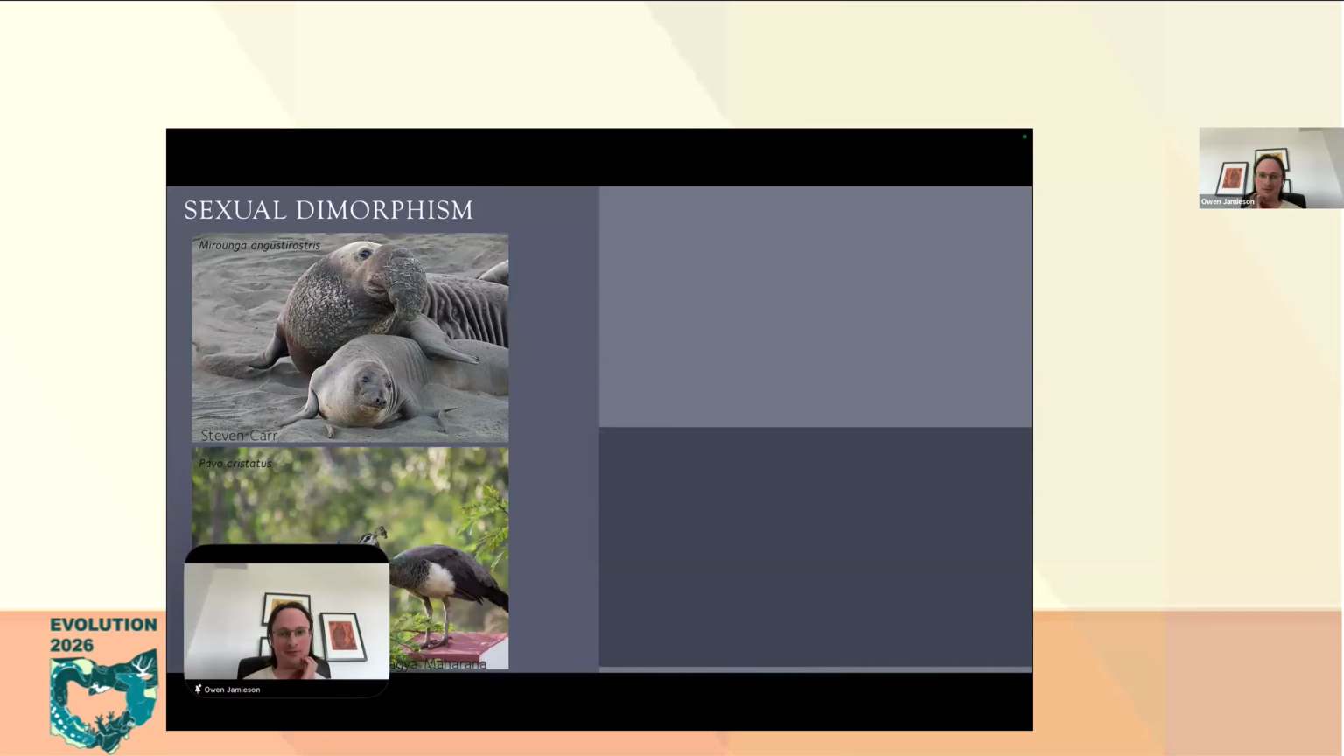So I think when we think of sexual dimorphism, we think of these really obvious classic examples, like elephant seals, where males are much, much larger than females and they fight each other for access to mates, or peacocks, with the males having these elaborate trains and they use them to attract females. And these all have a benefit to reproduction.